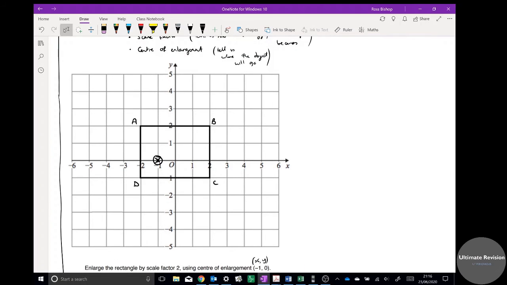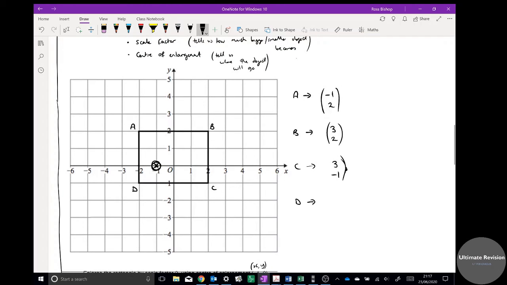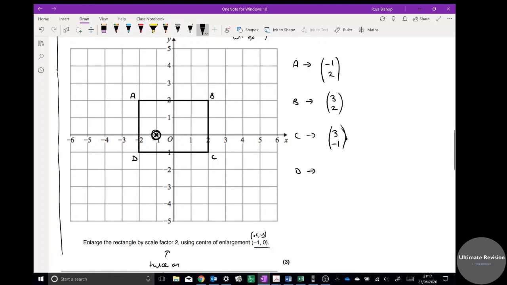Now, to get to A from the center of enlargement using vectors, I go 1 to the left and 2 up, so it's -1, 2. Let's just do this for each of the points. To get to B, I go 1, 2, 3 across and 2 up, so 3, 2. To get to C, I go 1, 2, 3 across, 1 down, so 3, -1. And to get to D, I go 1 to the left and 1 down, so -1, -1.